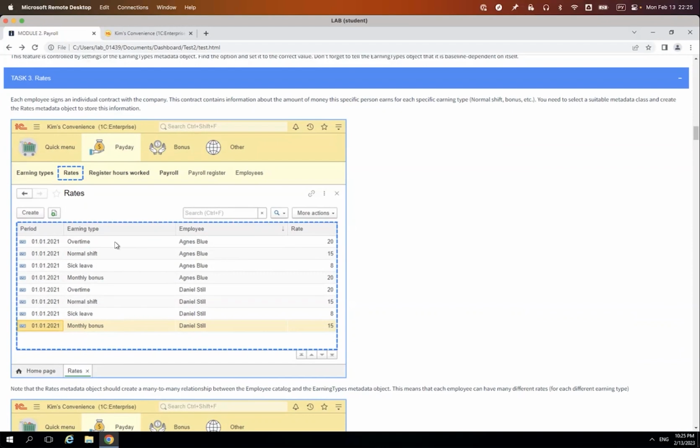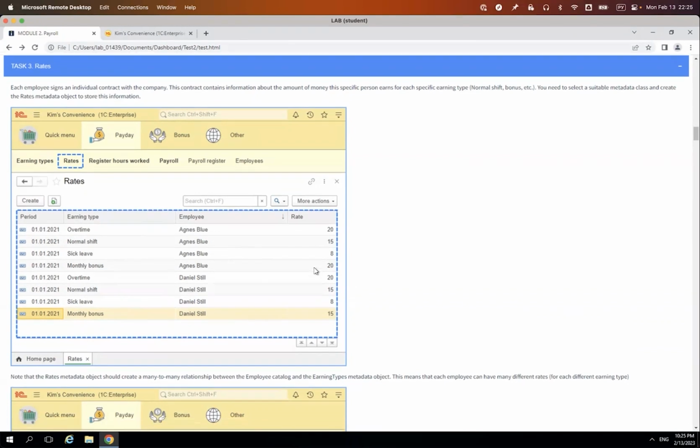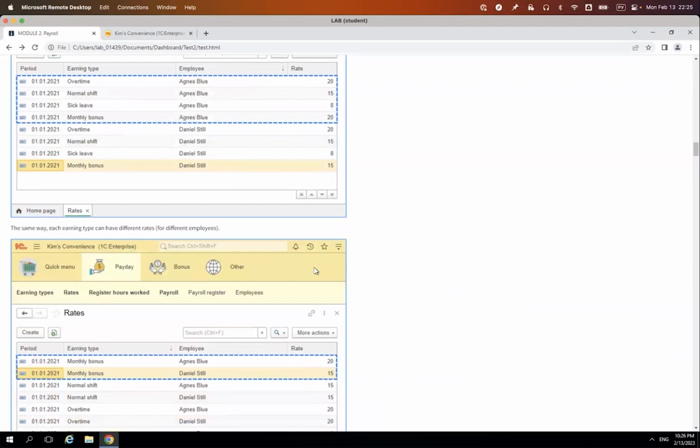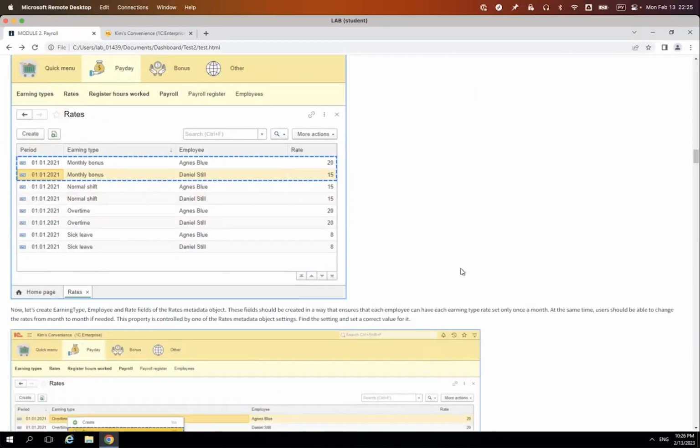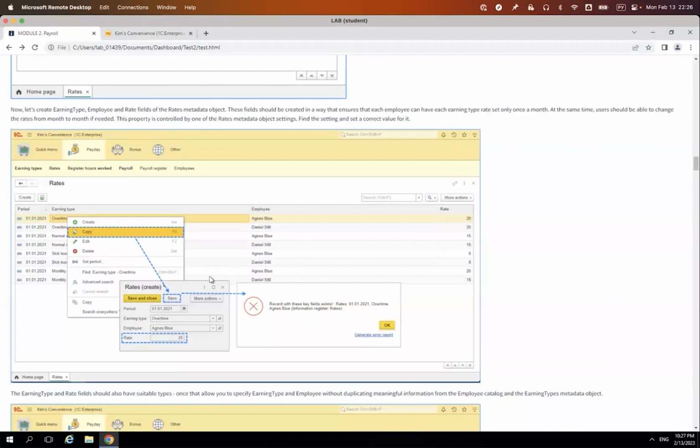And of course, one earning type can have different rates for different employees. Here the rates are the same in our example, but they can be different, obviously. So these are rates, which are quite straightforward. Small detail about rates.